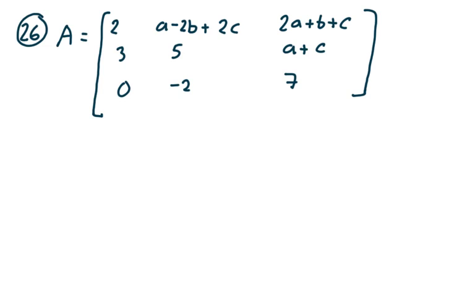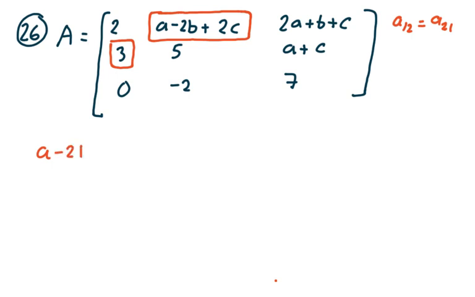This is what I would do. I want you to pay attention to something. Look at the entry in the first row, second column. That entry has to be the same as the entry in the second row, first column, to be symmetric. In other words, A12 has to equal A21. No choice. Which means A minus 2B plus 2C has to equal 3.